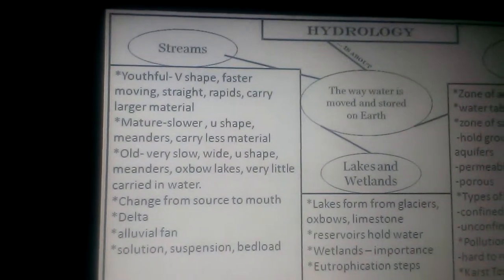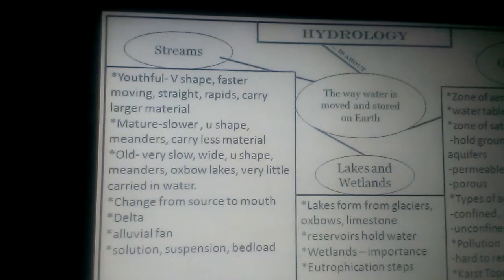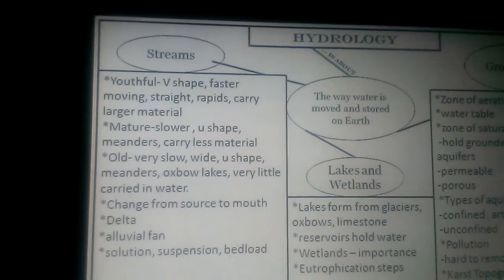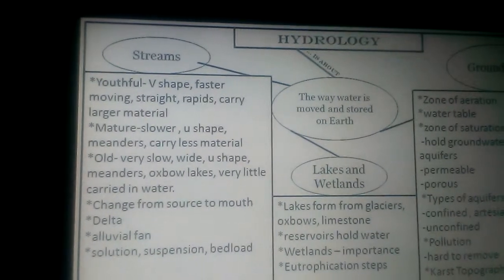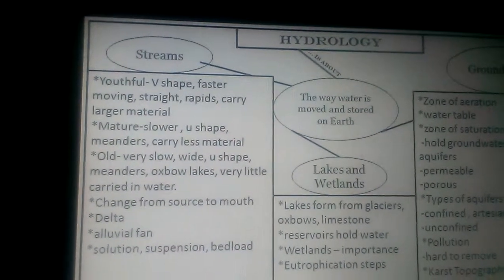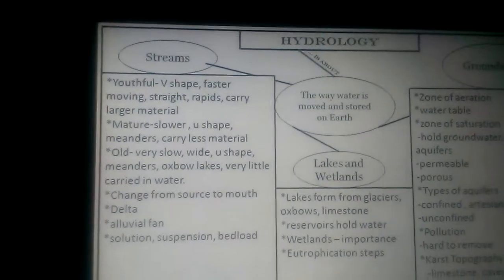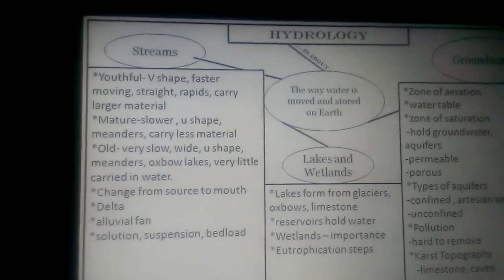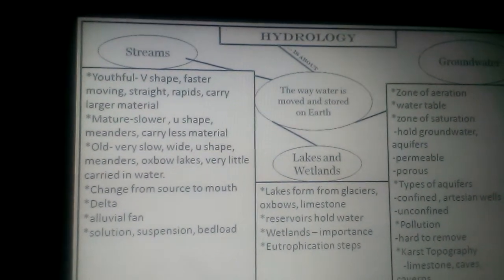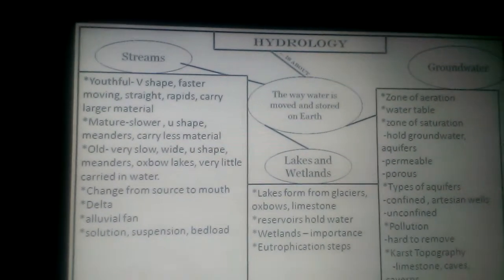Now, as they mature, they're going to slow down. They have a U-shape as they widen, and they begin to meander or bend, and they carry less material because as water slows down, it drops off material. Now, our old rivers are going to be very, very slow, wide, U-shaped. They have meanders and oxbow lakes, which is the cut-off meander, and they carry very little water.